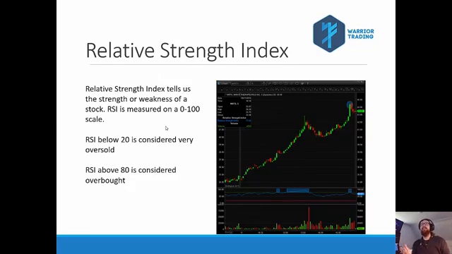The relative strength index, this is one of those oscillating indicators. It goes between 0 and 100. Above 80 is considered overbought. Below 20 is considered oversold. So an RSI, relative strength, if it's above 80, the stock is very, very strong, but it can only remain that way for so long. So it's a possible exit indicator. It's also a possible reversal indicator. An RSI below 20 is considered very weak. So a possible reversal indicator there off the bottom.